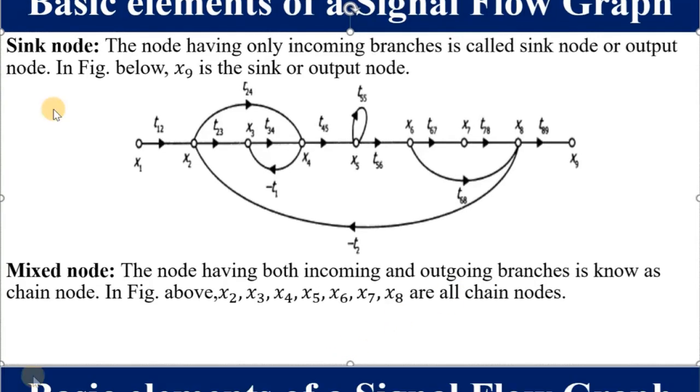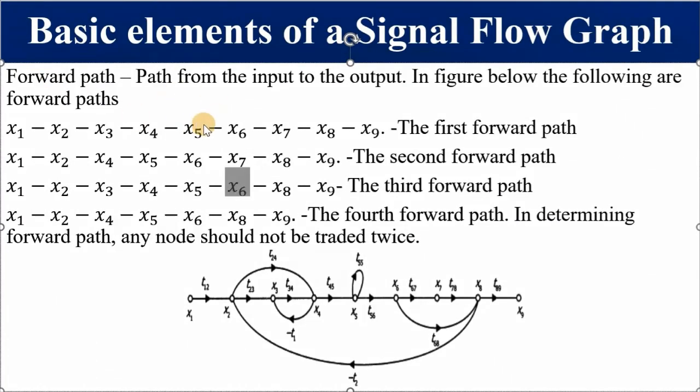Please take note. The other element that makes up the signal flow graph is the forward path. A forward path simply means the path from the input to the output, and you must be able to identify forward paths in a given signal flow graph, and we are now doing that. Let's identify the first forward path.